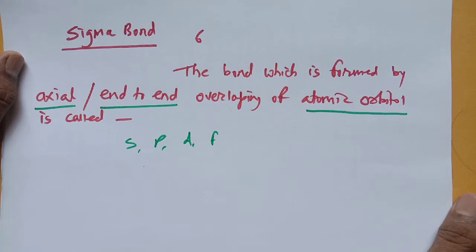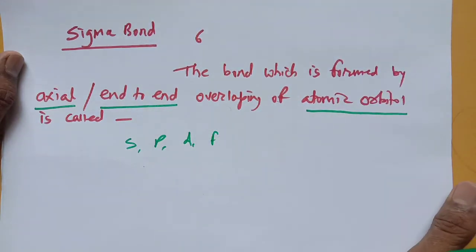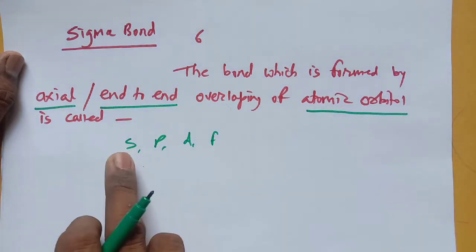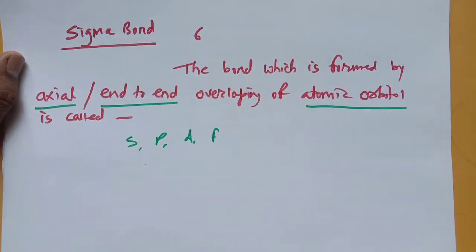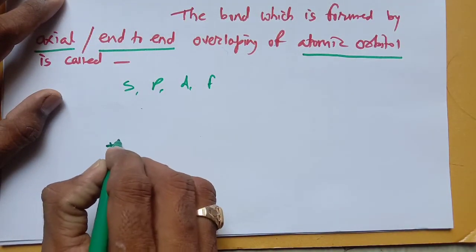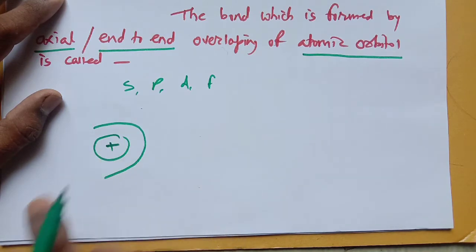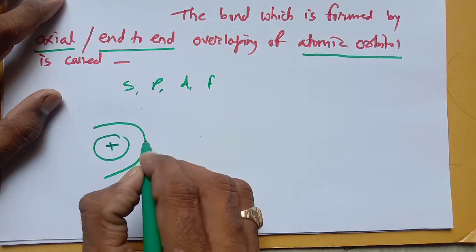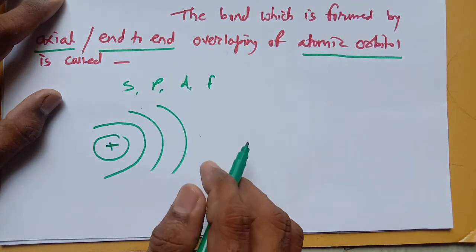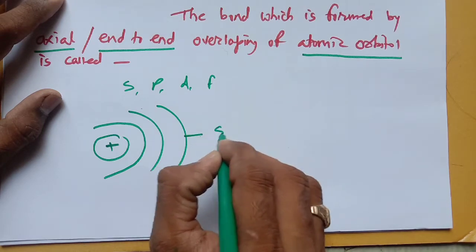Now see here, there are three important words. The first one is axial or end to end, and the third, which is very important, is atomic orbitals. Now these are said to be the subshells. See, around the nucleus in an atom, if we draw the structure of the atom, this is the nucleus, and these are the circular orbits where the electrons are present, and these circular orbits are said to be the shells.